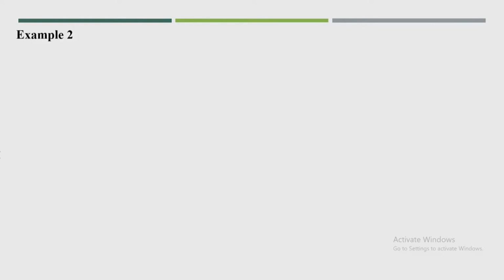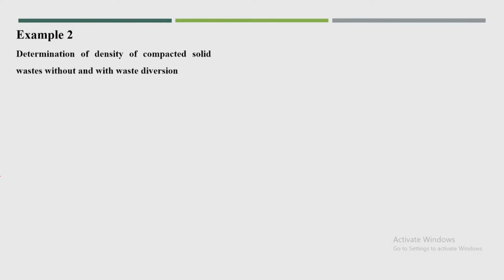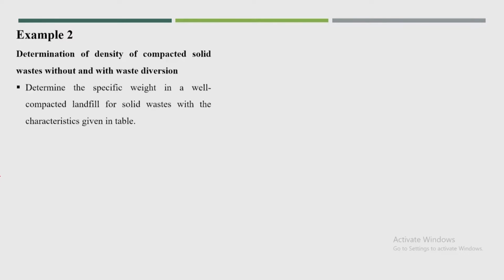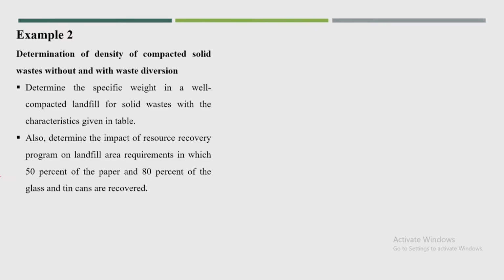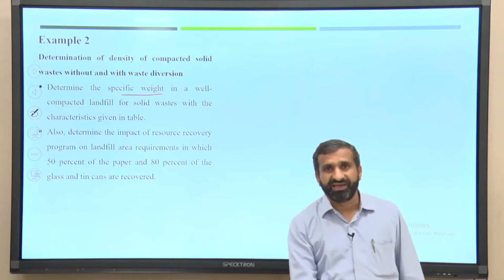Now, the next example is a determination of density of compacted solid waste without and with waste diversion. The question is to determine the specific weight in a well compacted landfill for solid waste with the characteristics given in the table. Like in the previous question, which was to calculate the area, here we calculate the specific weight.